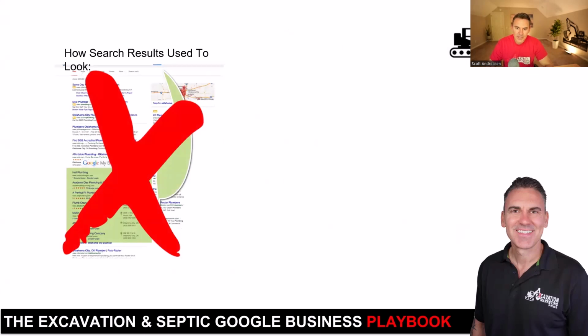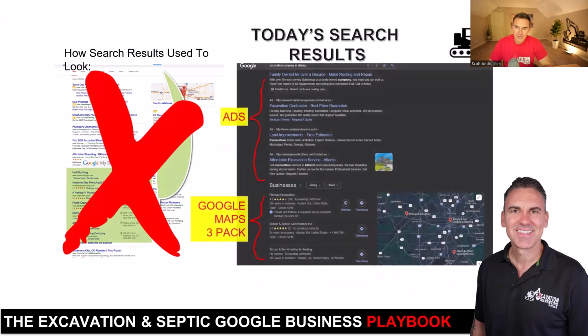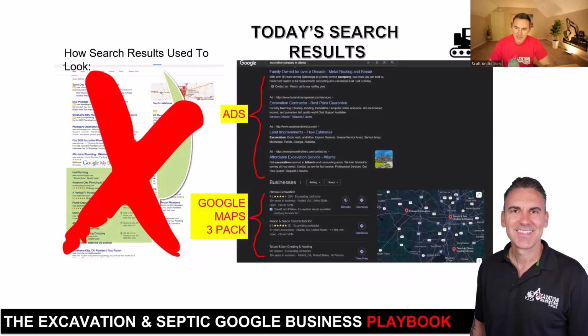So on the left shows what Google search results used to look like. That image is about 5 or 6 years old. Okay. This is what it looks like today. You can see that more than half of the page is taken up by ads. And then we have the Google Maps 3-pack, which is exactly where we're talking about positioning you today, which there is a value to those ads, by the way, just because they're at the absolute top. They definitely do get clicks and calls.